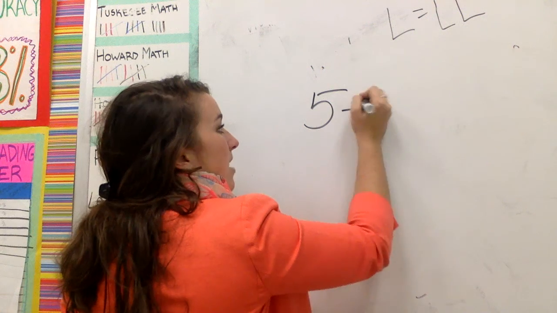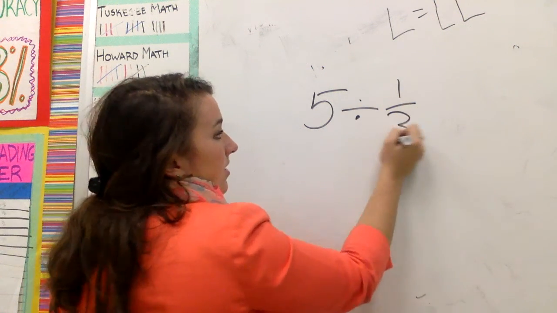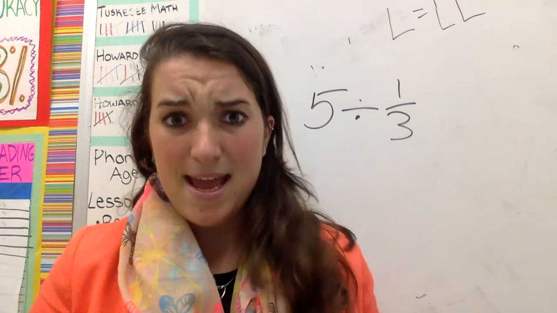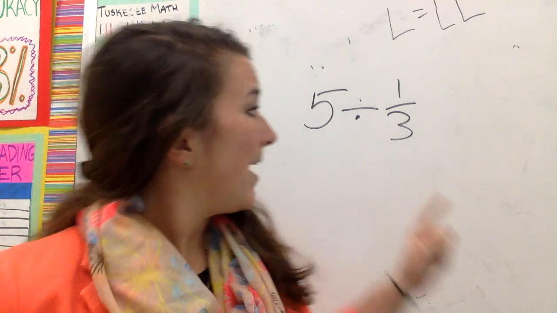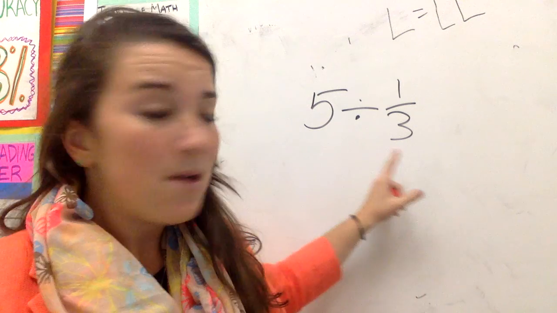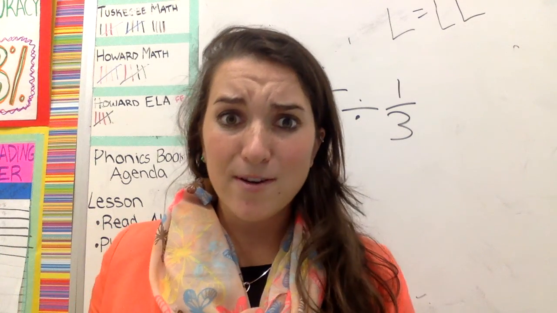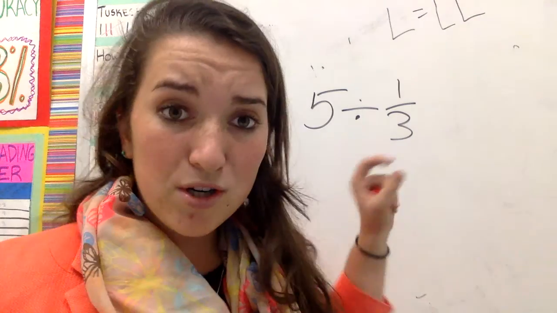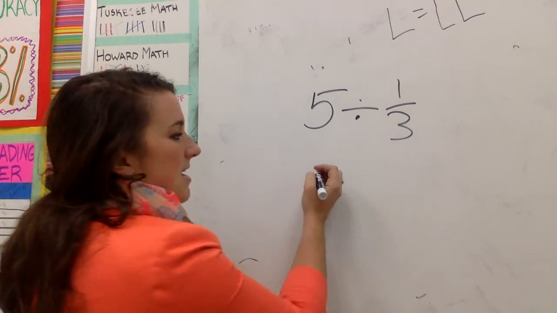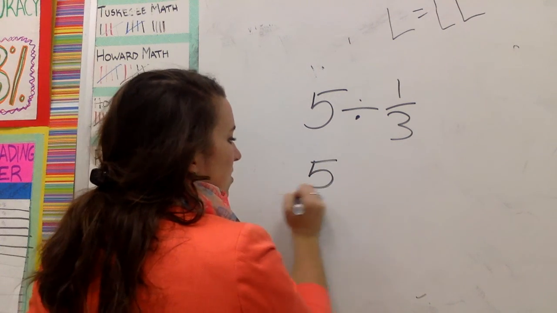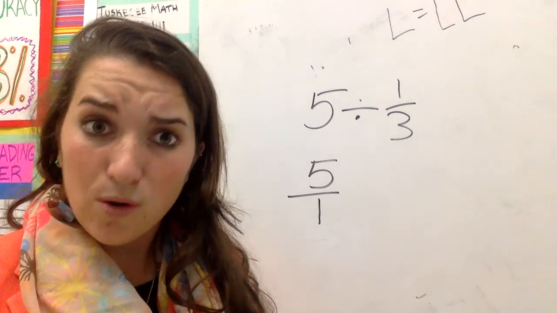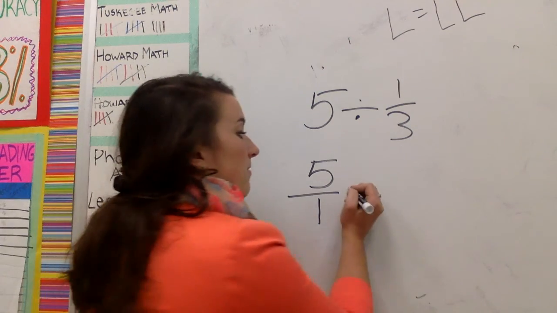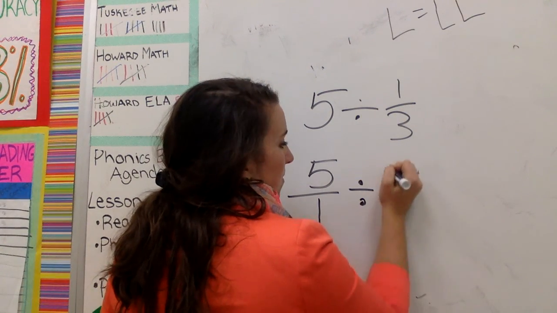We have 5 divided by 1/3. The very first thing we do before we can get started is that we need to make both of these numbers a fraction. Right now, I have 1/3, which is a fraction, but 5 is not. So I need to make 5 a fraction. Because this is a whole number, so it's 5 wholes, I can make it a fraction by putting it over 1. So when you have a whole number, you make it a fraction by putting it over 1. Then I'll rewrite it, divided by 1/3.